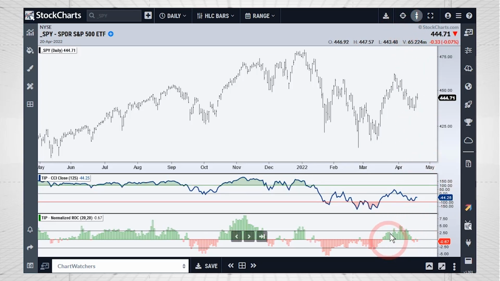But we did get this outsized advance here in March, and that has piqued my interest in this decline because it's come back to a potential reversal level. So this could be the early warning of a trend reversal, and it would be confirmed with CCI moving above 100.